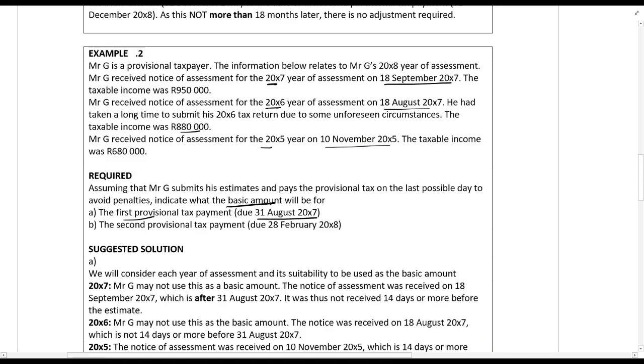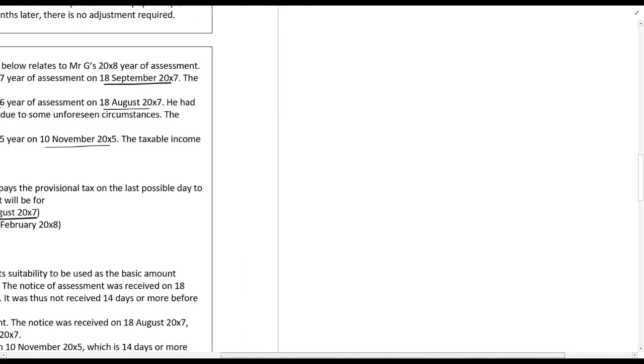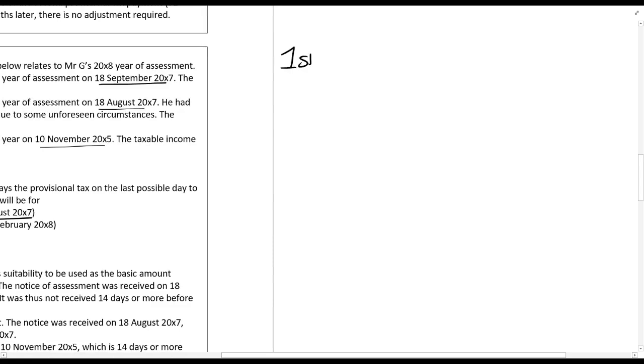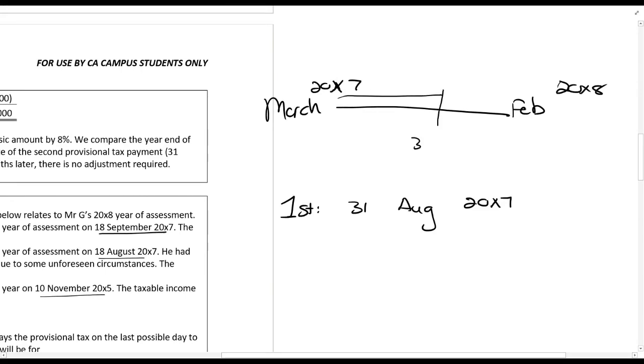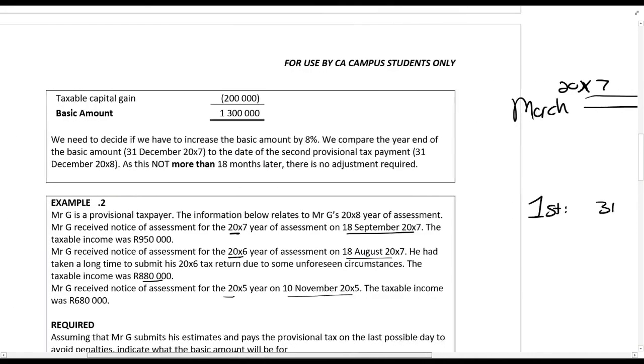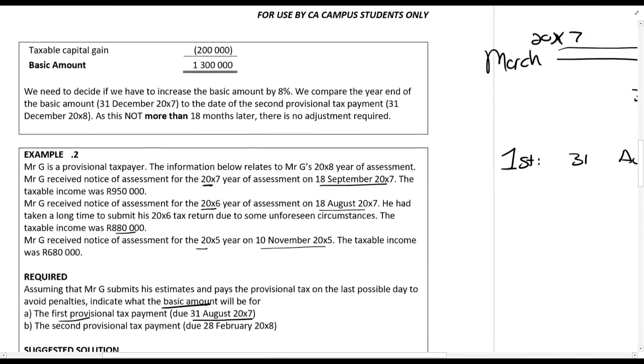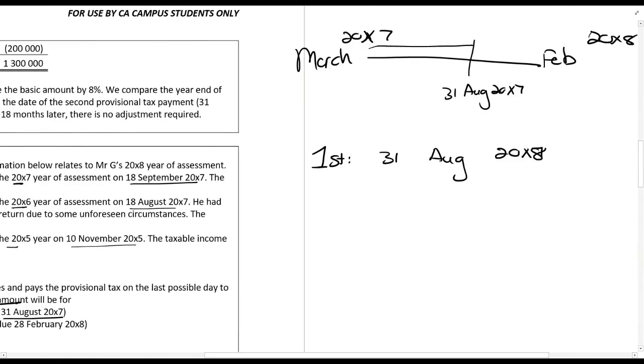This is due on the 31st of August because this is a natural person. So first is due 31 August 20x7. I'm just reminding you what you need to see here. It runs from March 20x7 to February 20x8. So 6 months into March 20x7 is 31 August 20x7. I'm pointing this out because very often when they talk about the 20x8 year, people will say this is 31 August 20x8, and that's wrong. Okay, so that's the first one.